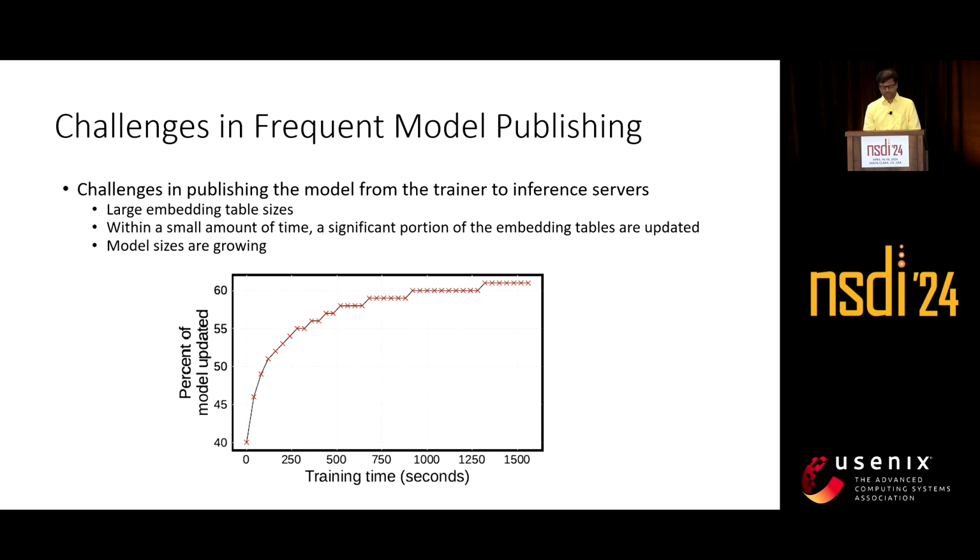To publish the models frequently, we investigated publishing only the updated model instead of the entire model. However, we can observe that a large percentage of embedding tables are updated within a short amount of training time. In the graph here, the x-axis shows the training time, the y-axis shows the percentage of model updated. We can see that within 10 minutes, more than 55% of the model is updated. So, updating the embedding tables frequently in a lossless manner is also not possible. Also, as model sizes are growing rapidly, we need a scalable solution to publish them from the trainer.